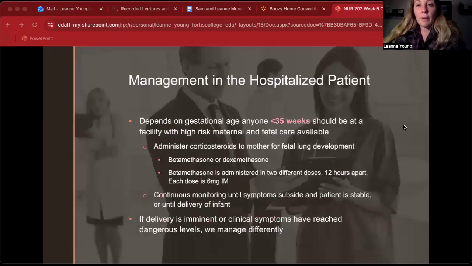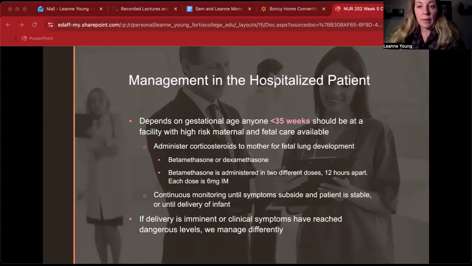So these patients who have severe features, who are being hospitalized, who are being managed in the hospital, what does that entail? So it depends on the gestational age. Anyone earlier than 35 weeks should be at a facility with high-risk maternal and fetal care available. This is not the patient that's going to deliver at my 10-bed LDRP, right? We are just simply not equipped for this kind of patient. We are going to administer corticosteroids to the mom for fetal lung development.